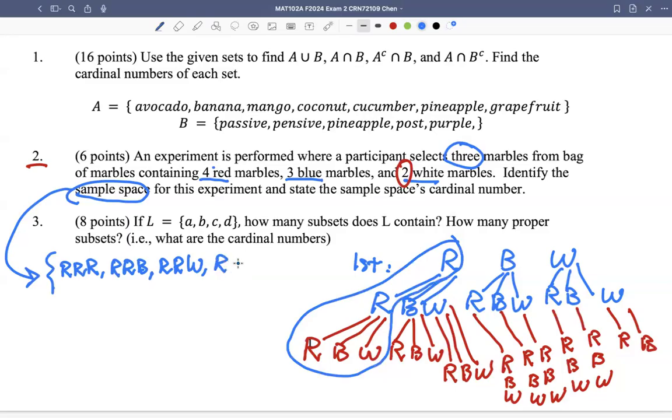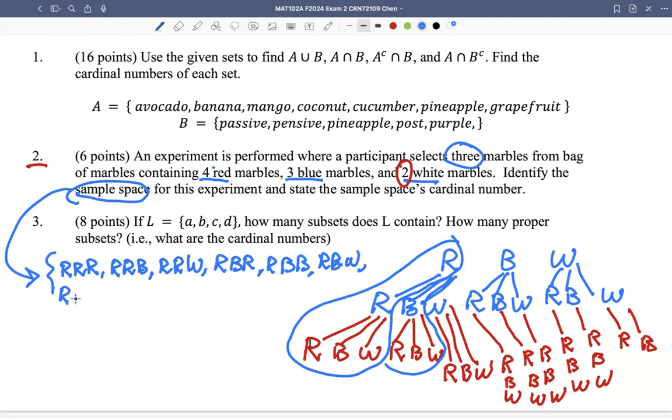I could have red first one, second one to be blue. Then I still have three choices, which is this. Have red, blue, red, red, blue, blue, and red, blue, white. Right? This. Then the second one could be white. So I could have red.